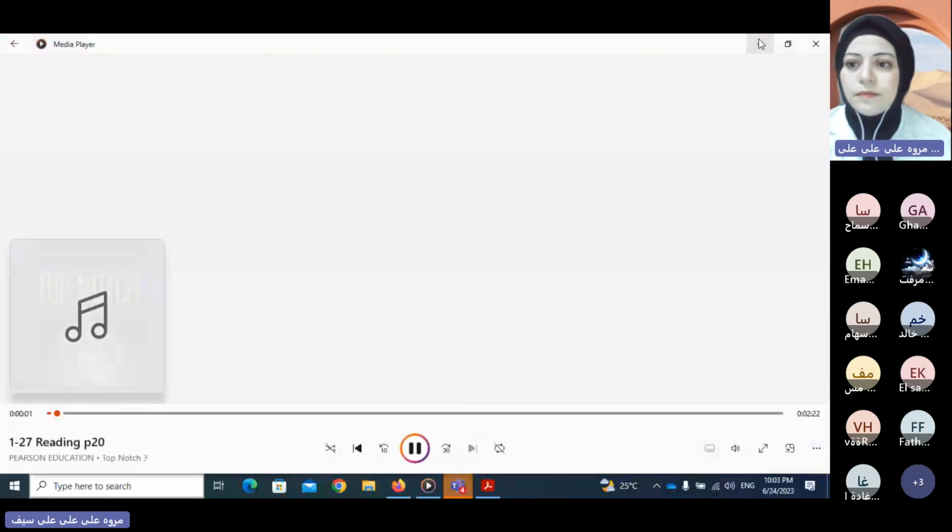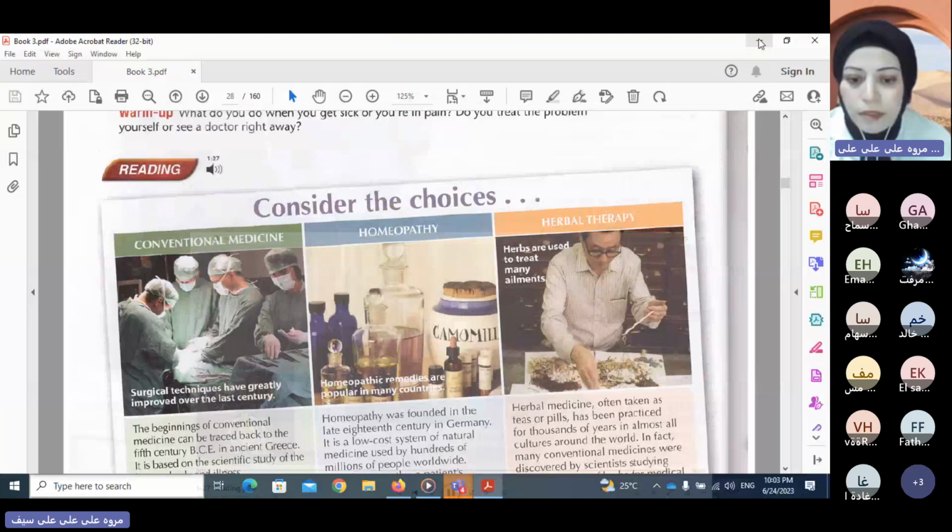Page 20. Reading. I guess it has stopped. Just a second.